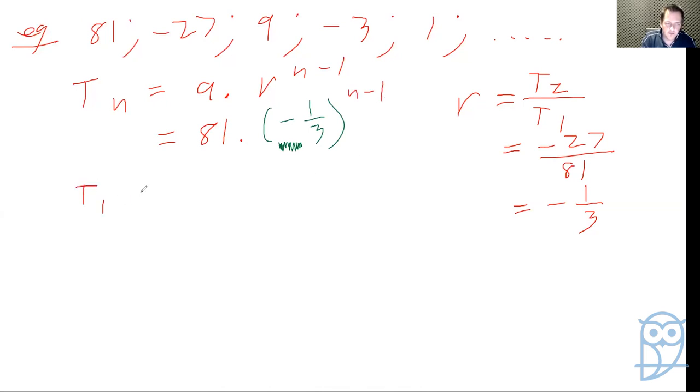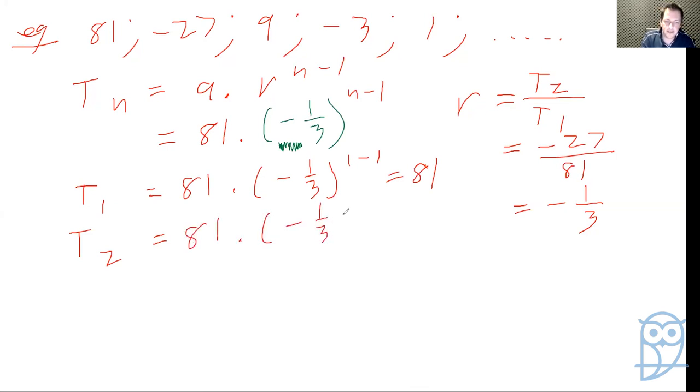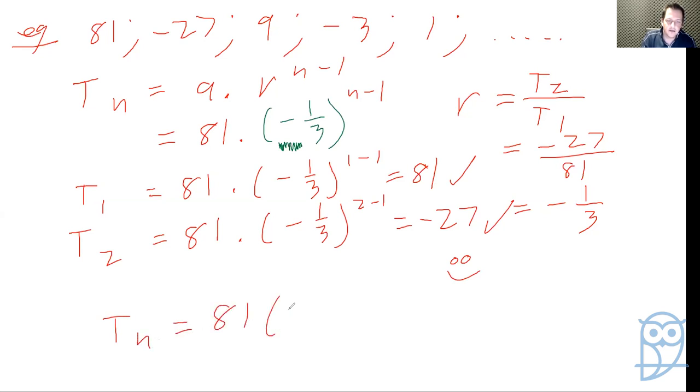So let's check. If we have T1, that's 81, and my minus a third to the power of 0 becomes nothing. So we're going to get 81. We know we should be getting 81 because that is my first term. Great. So that doesn't actually help us. T2 is going to tell us if we're on the right track. That's 81 times minus a third. 81 times minus a third does give me minus 27, which means that this Tn is looking good at 81 times minus a third to the n minus 1.